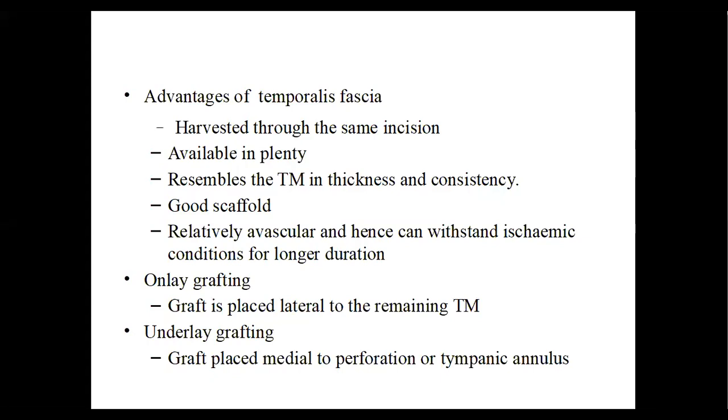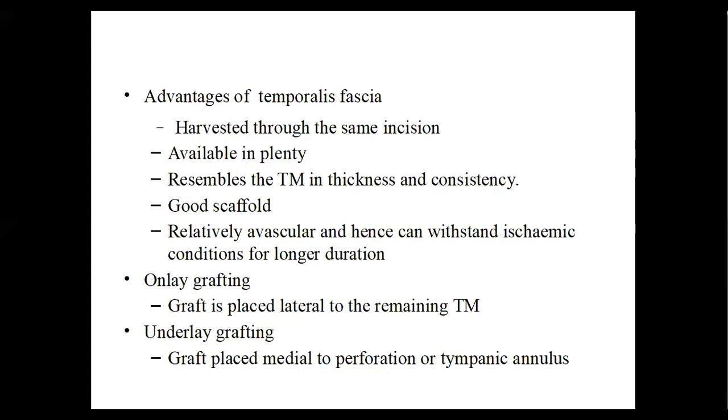Then it acts as a good scaffold when you place it onto the TM. It allows the epithelium of the outside as well as the mucosa from the middle ear side to grow well on its surface. So that is the scaffold property of the temporalis fascia. Then lastly, you should also tell that the temporalis fascia is relatively avascular, so it can withstand ischemia for a longer duration. So these are all the various advantages of why we are harvesting the temporalis fascia.